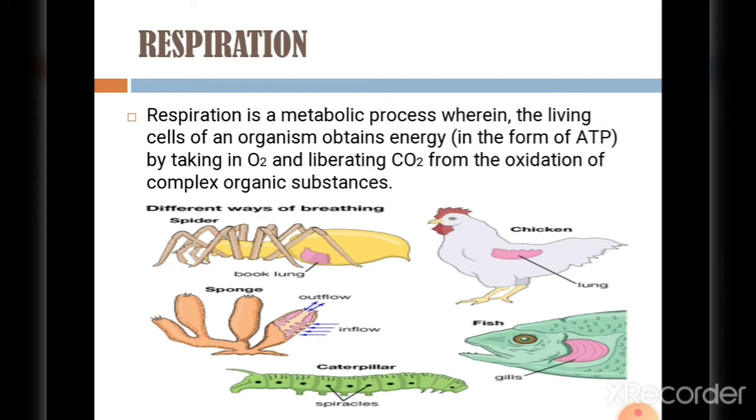In spiders and in most insects, there is a particular structure known as the book lung to perform respiration. But in lower organisms like sponges, there is no particular organ system for respiration, and it takes place due to the outflow and inflow of water through the water vascular system. Some worms like caterpillars have spiracles for respiration. And as we all know, fishes, the aquatic organisms, have gills for performing respiration.